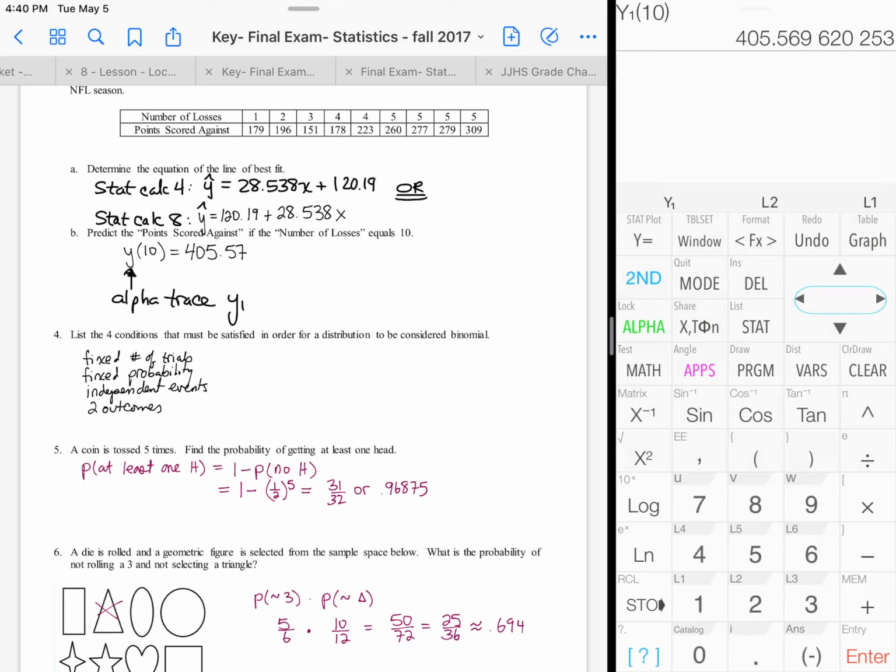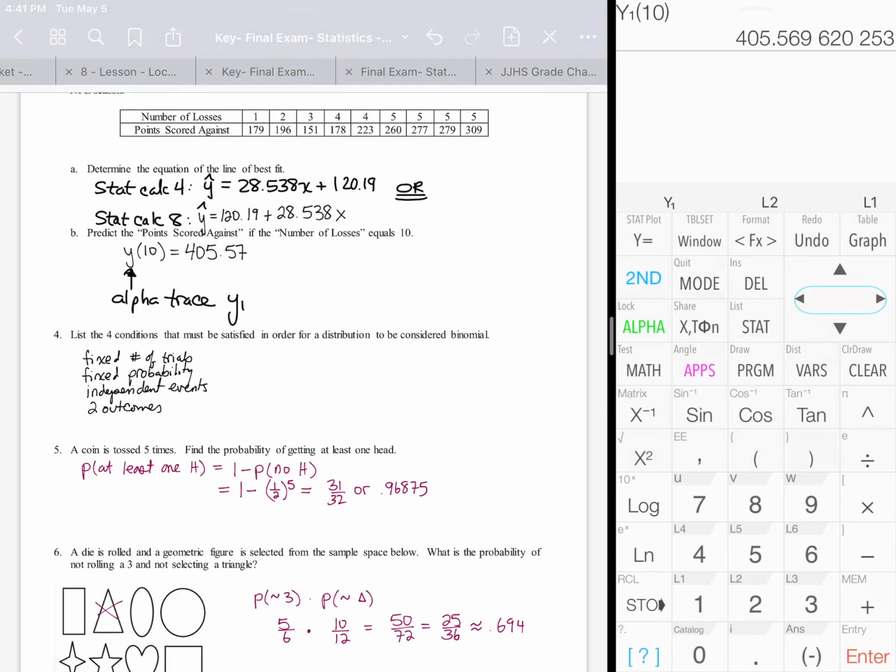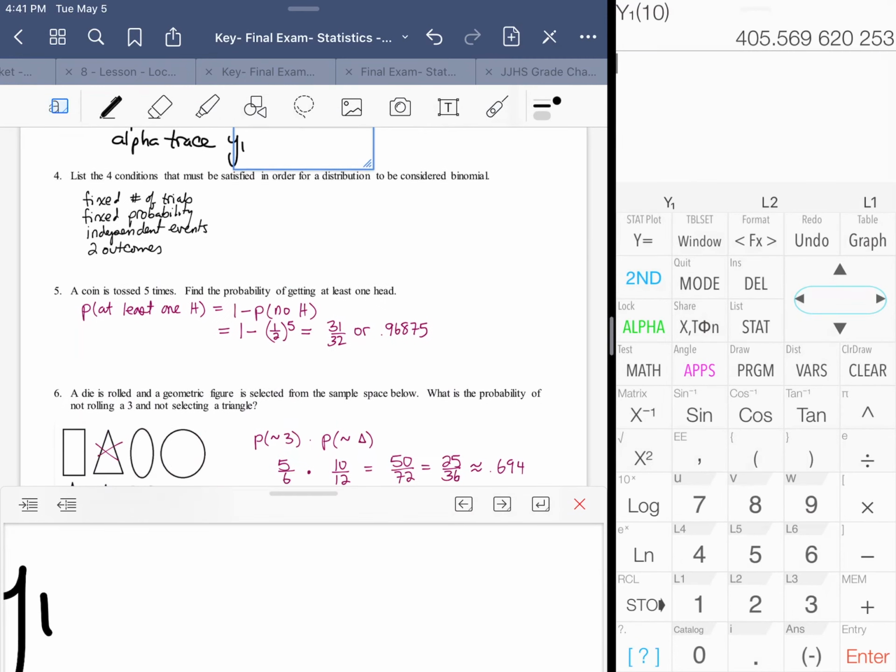Number 4 is completely fact-based. That's the 4 conditions necessary to be a binomial distribution. It was on previous assessments, so that should be pretty straightforward. Number 5, a coin is tossed 5 times. Find the probability of getting at least 1 head.